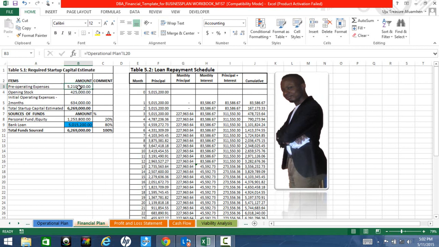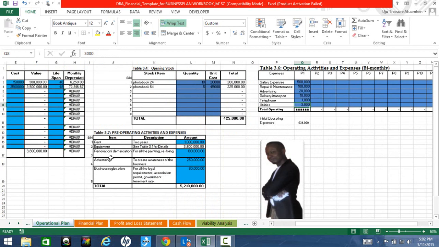Pre-operating expenses. Good. I just clicked in the cell, and looking up here, the system is telling me that this value came from another sheet called operational plan, and this value is being pulled from a cell addressed as L20. So let's go locate this particular sheet and this cell L20. So let's go back. Operational plan. This is column L and this is 20.